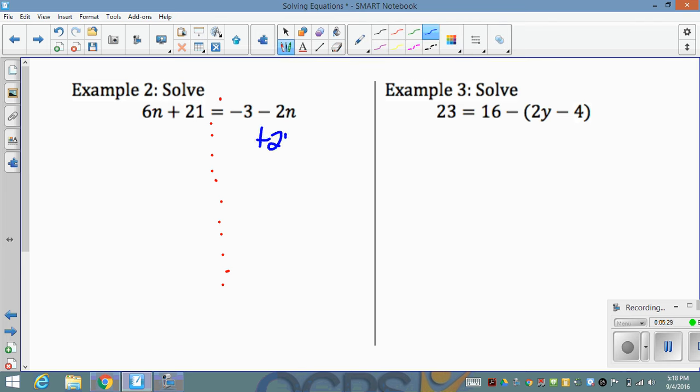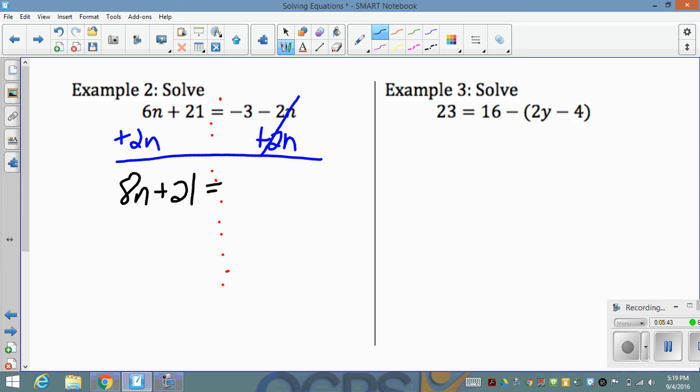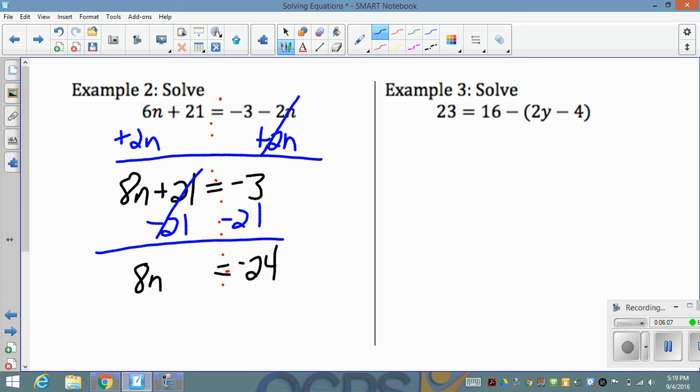I'm going to choose to do that because it gives me a positive number. So negative 2n plus 2n is 0. 6n plus 2n is 8n. Bring down your plus 21, bring down your equals, bring down your minus 3. And now I need to isolate my variable. So I'm going to subtract 21 from both sides. Remember, work furthest away from the variable first. So I get 8n plus 0, so I don't write it, equals, signs are the same, so I add and keep the sign.